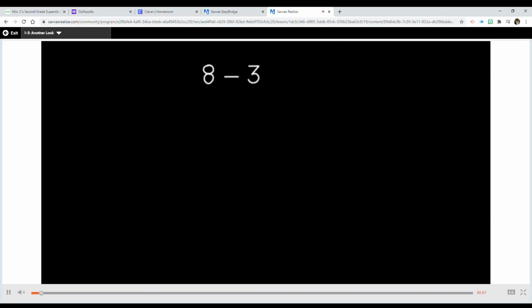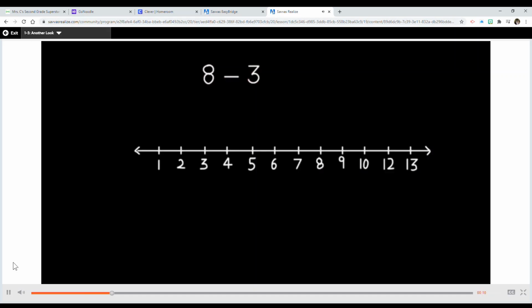If you're ever having trouble subtracting two numbers, you can always count on to figure it out. Like 8 minus 3. On a number line, start at the smaller number, 3. Then count on to 8 in order to find the difference. 4, 5, 6, 7, 8. Well, look at that. It took us 5 moves to count to 8. So that must mean that 8 minus 3 equals 5.